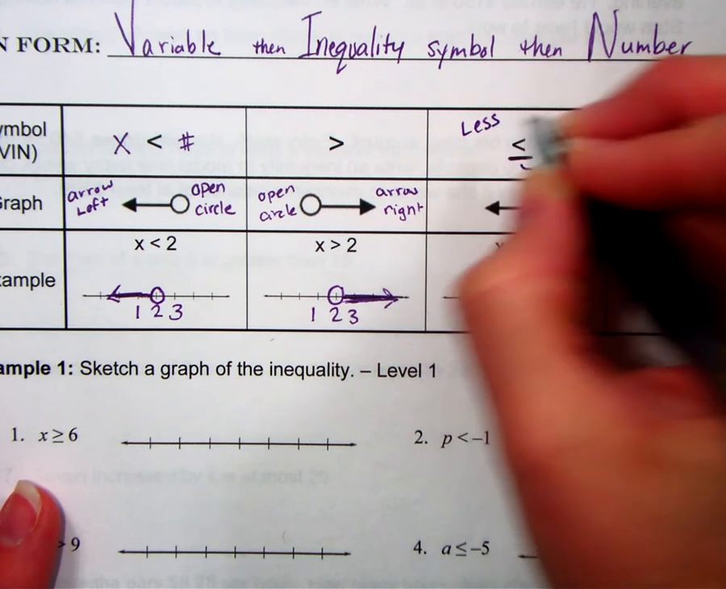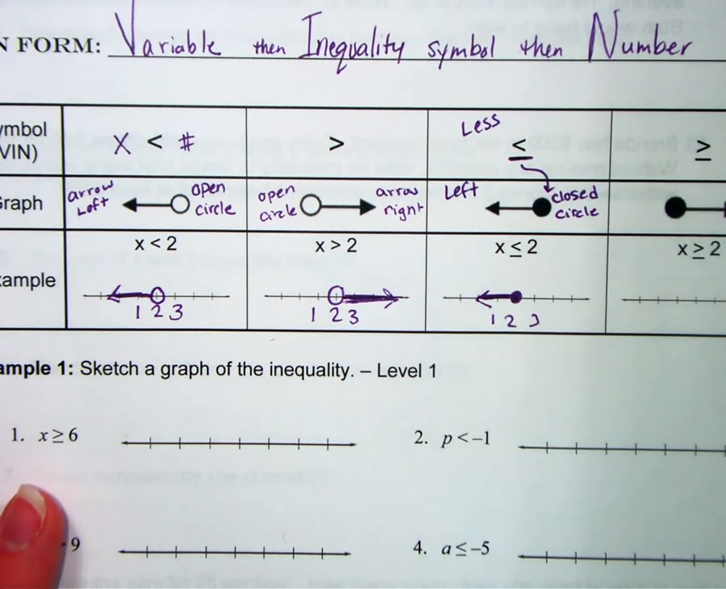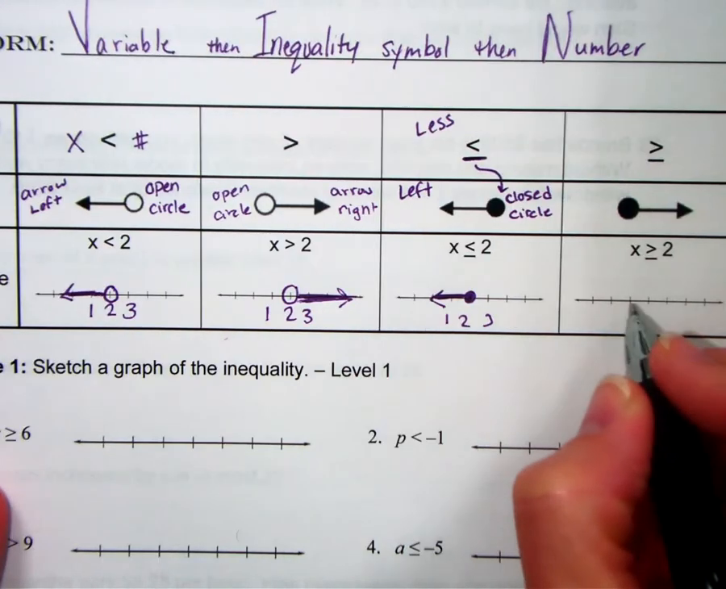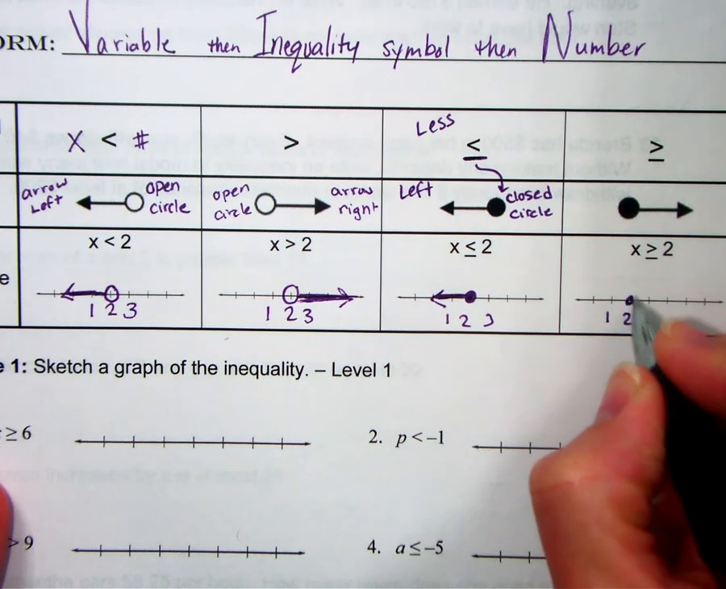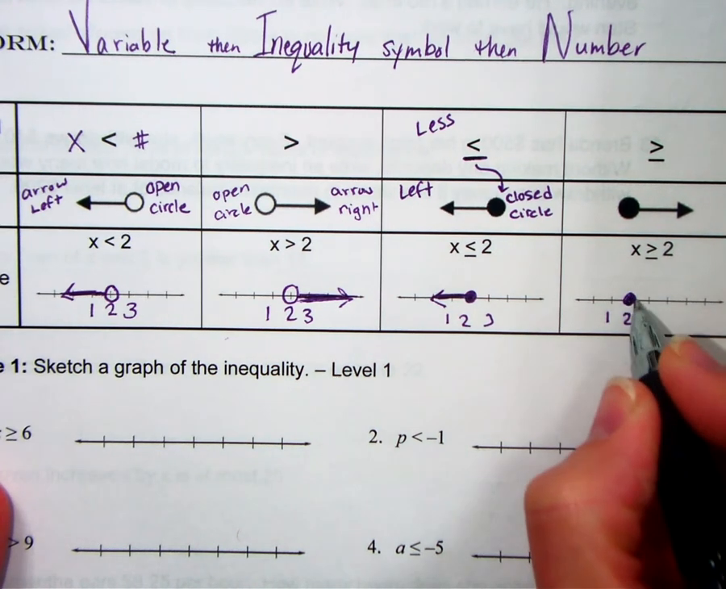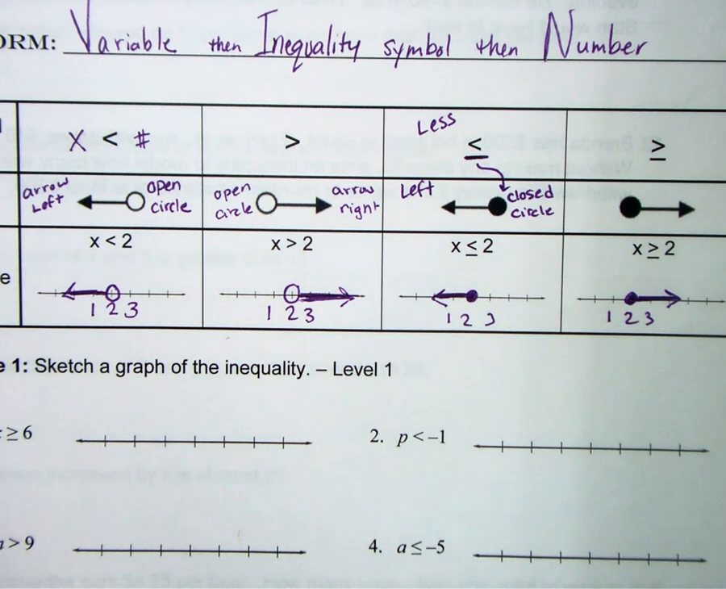Less than goes to the left. Okay? So then if it says greater than or equal to, hopefully by now we're catching on to this. 1, 2, 3. Circle at 2. Going that way. Okay? So I'm going to start this with you together, but these next 4, I want you to kind of try it on your own.